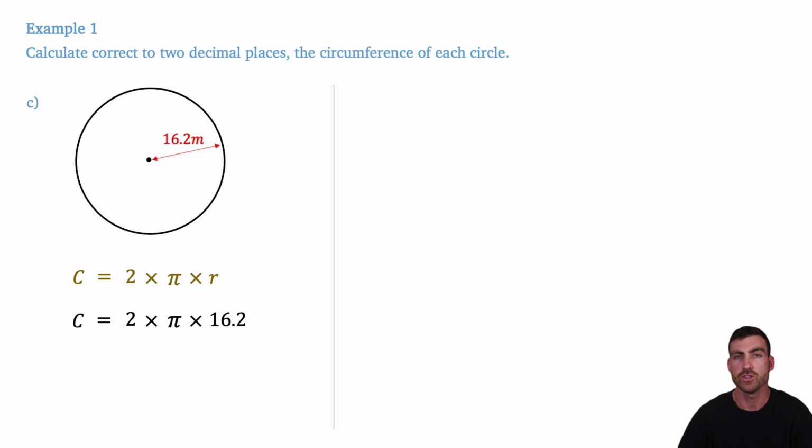Now to calculate, use the calculator. Getting 101.7876 continued. Rounding your answer to 2 decimal places, we get 101.79 meters. We're using the skills of rounding decimals.